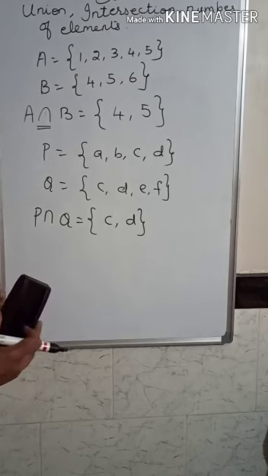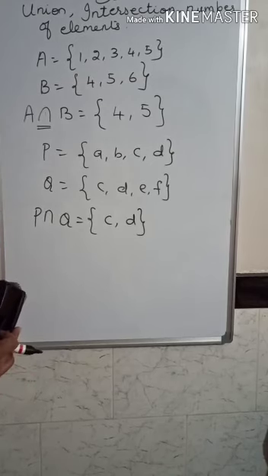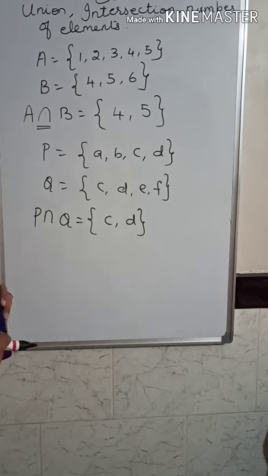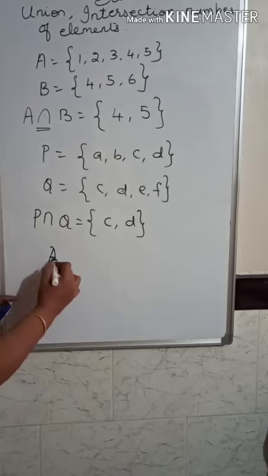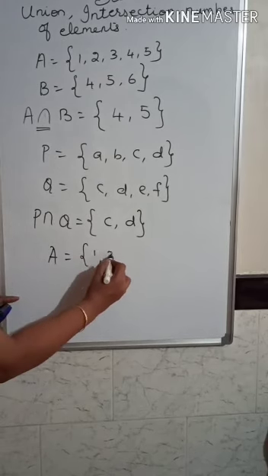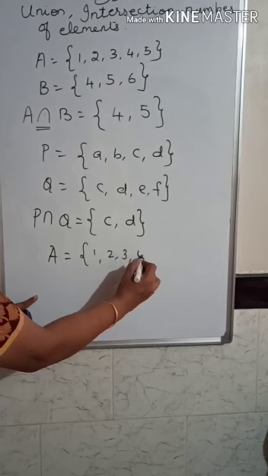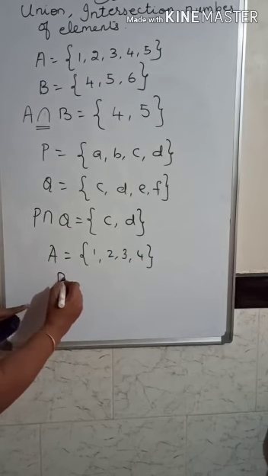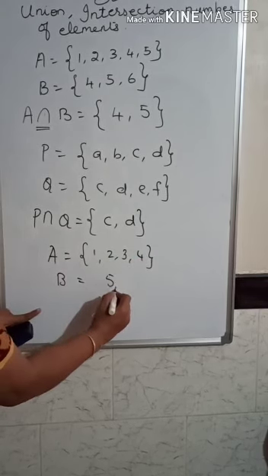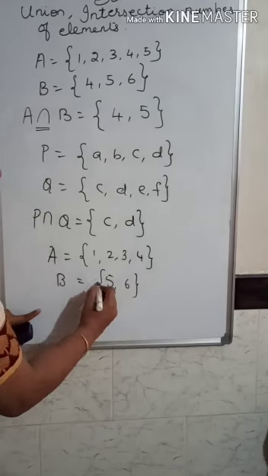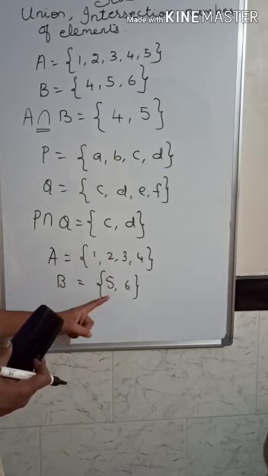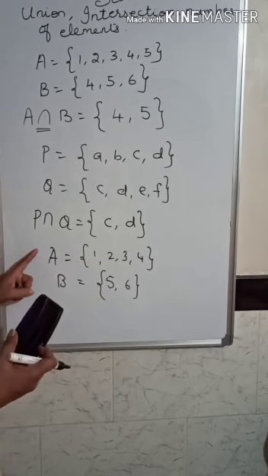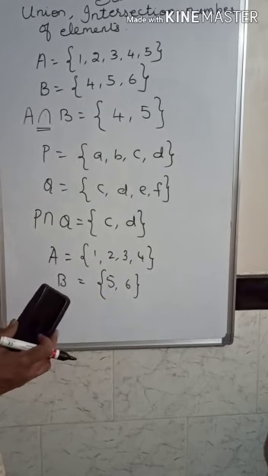Now the next thing is, what are disjoint sets? Disjoint sets are nothing but two sets which do not have any common element. As an example, take set A = {1, 2, 3, 4} and set B = {5, 6}. When you compare the two sets A and B, they don't have any elements in common. So you call sets A and B disjoint sets.